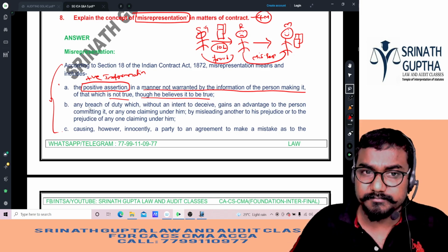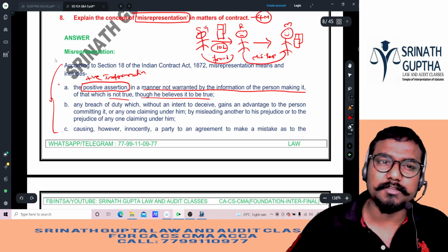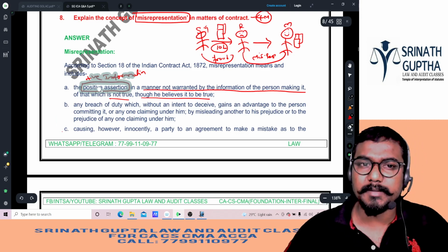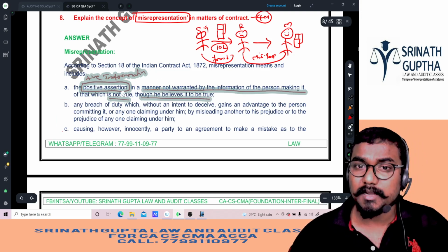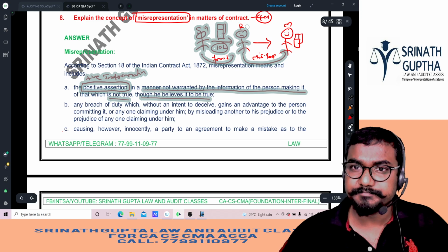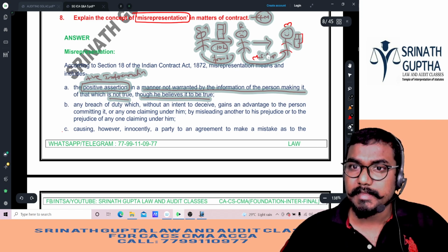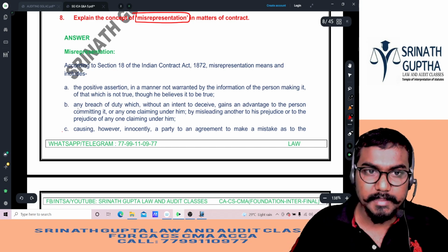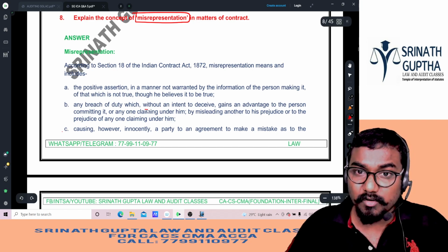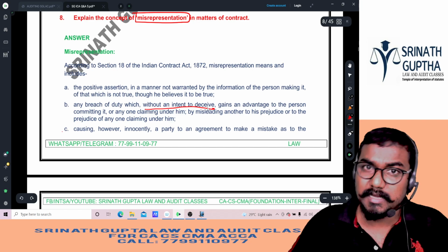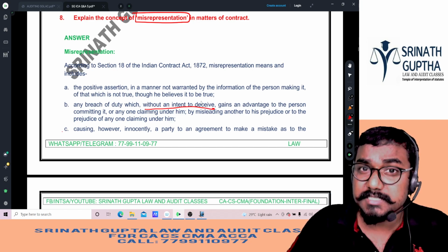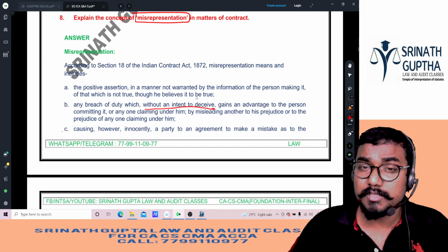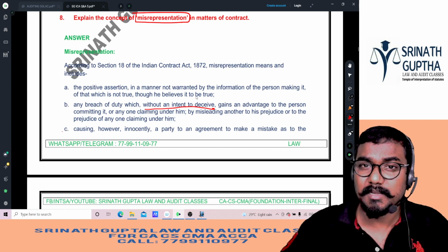Any breach of duty. Breach means a little wrong happened. What happened, beta? Something went wrong. What went wrong? Let us see. Any breach of duty without any intention to deceive. It went wrong, but the intention is not to deceive the other party. Not to cheat anyone, right, beta?